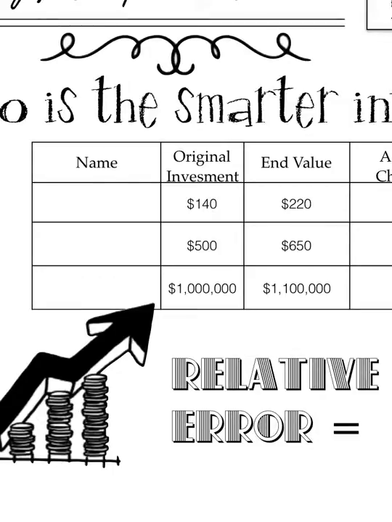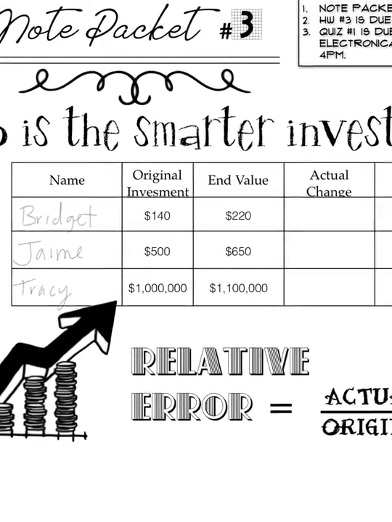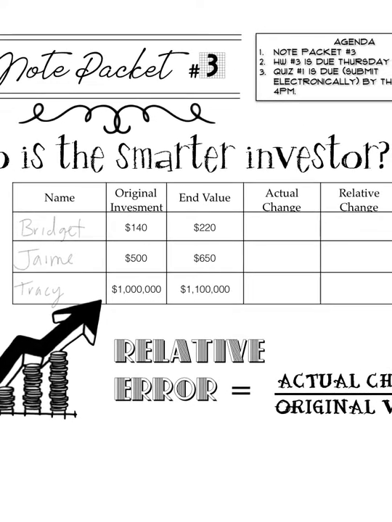So I'm going to put my name on here. My original investment is $140. I'm going to put Jamie here. And then the third one I'm going to put Tracy. Okay, so we're looking at 3 different investments, 3 different quantities. The quantity that I invest is $140.